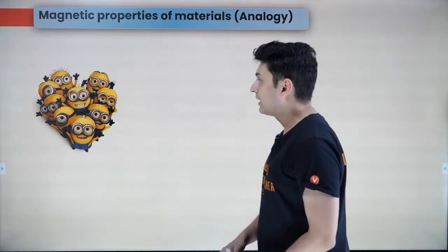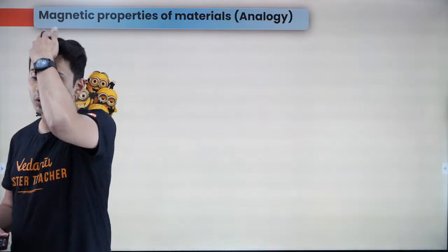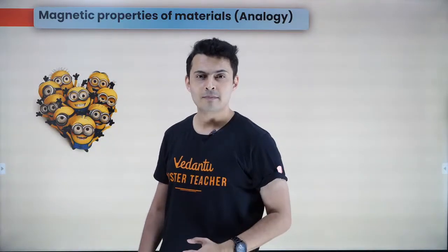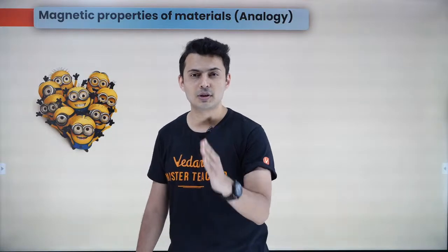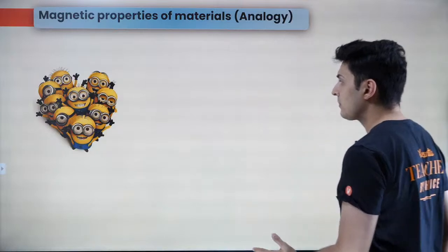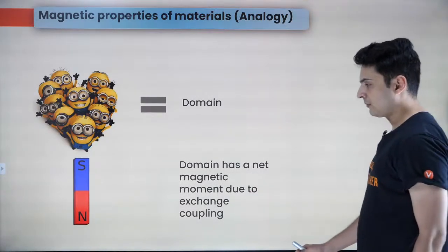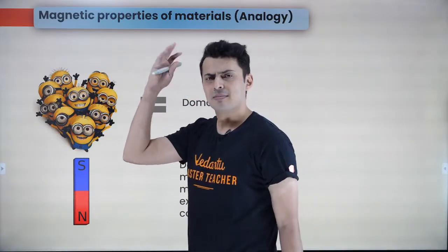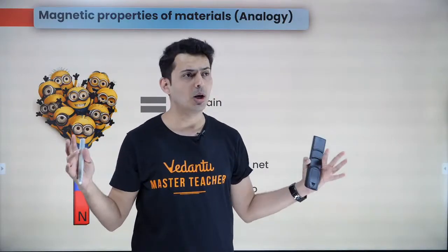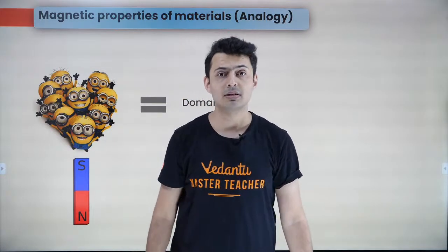Okay, great. Now let's talk about that groupism that was being formed, guys. Remember that groupism? Each group is called a domain. What is each group called? It is called a domain. Each group will look in a particular direction, so they will have their own magnetic moment. Why it happens, etc., is not in our syllabus. Let's just assume that a group of atoms and molecules always tends to look in one particular direction. That's their property.